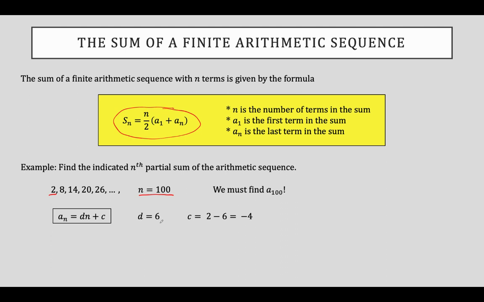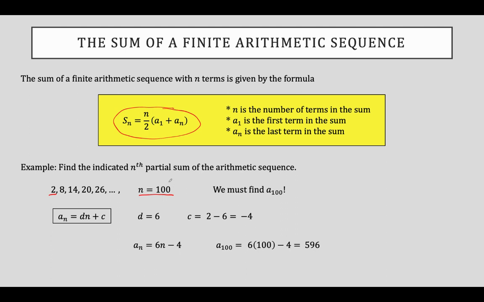Now that we have d and we have c, we can plug those into the formula to give us our expression. a subscript n is equal to 6n minus 4. This equation right here will give us the nth term of our sequence. We want to find the 100th term, a subscript 100, so we plug in 100 for n. That gives me 6 times 100 minus 4. 600 minus 4 gives me 596.